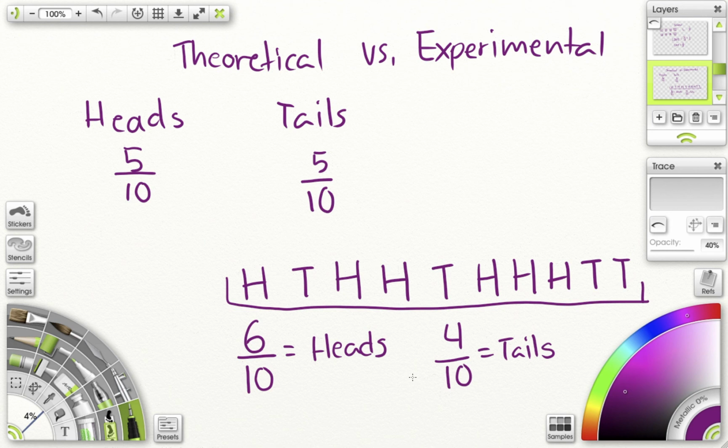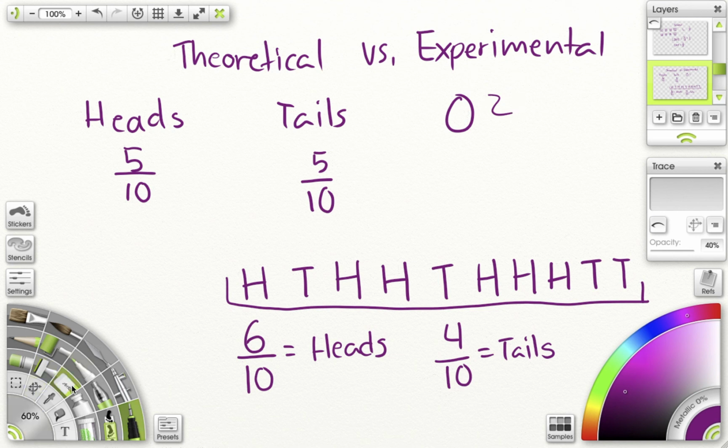So theoretical is, oh, it should land 1 out of 4 times on this, or it should land 1 out of 2 times on this. Experimental is when you actually do it. So I spin a spinner 6 times, and let's say 3 out of those 6 times it should land on purple, but in actuality it only lands 2 out of those times on purple.